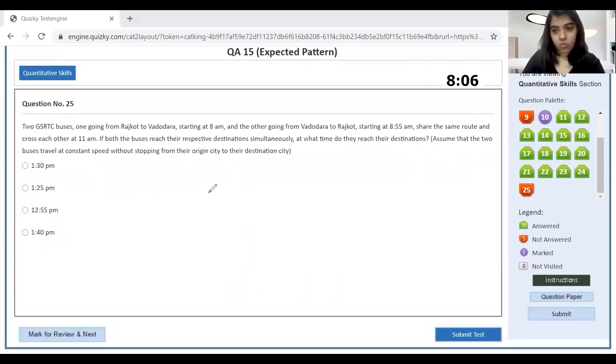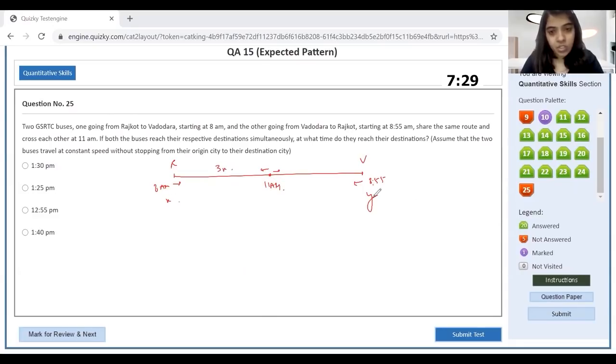Okay. Since we're done with all the questions, let's just start with this one. Time and distance, fine. Rajkot to Vadodara, starting at 8 a.m. and the other. This is Rajkot, this is Vadodara. This started at 8 a.m. This started at 8:55, right? They share the same route and cross each other at 11 a.m. If both buses reach their respective destinations simultaneously, then they go here and here. Fine, what does it tell us? Let's assume this speed is y, this speed is x. So how much did this travel till 11 a.m.? This traveled 3x. This traveled how much?